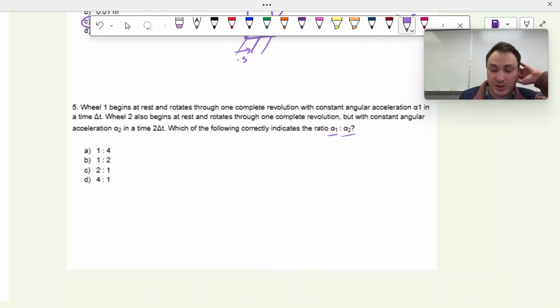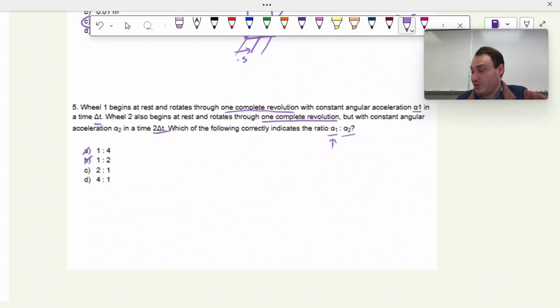Okay, so first things first, alpha 1 needs to be greater than alpha 2. Alpha 1 is getting through one revolution in a time of t. Alpha 2 is getting through one revolution in a time of 2t. So alpha 1 is accelerating faster because it's covering that same ground in a quicker time. So right away, we can eliminate B and A because alpha 1 should be the bigger number.